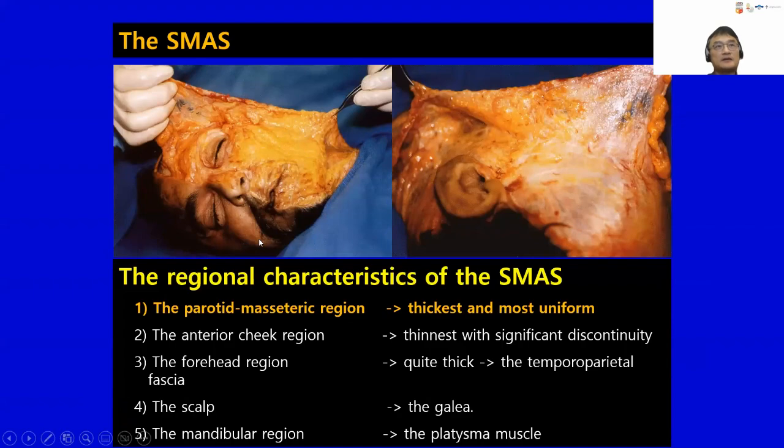And SMAS, as you know, is a very important part of the facial layer, but the only concern is with fat grafting. In the parotid muscle region, SMAS is the thickest and most uniform, but if the fat is reduced, it leads to lateral depression, cheek depression, and worsens the sagging jaw as well. So we can inject fat into this area of SMAS.